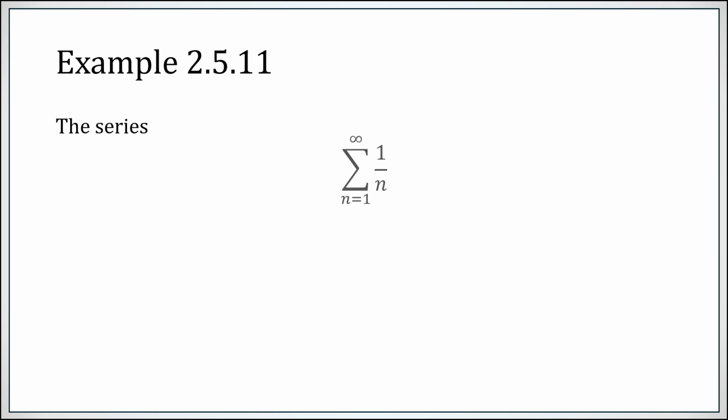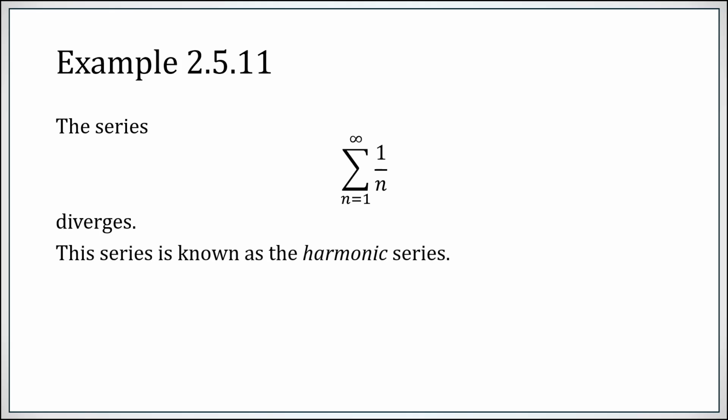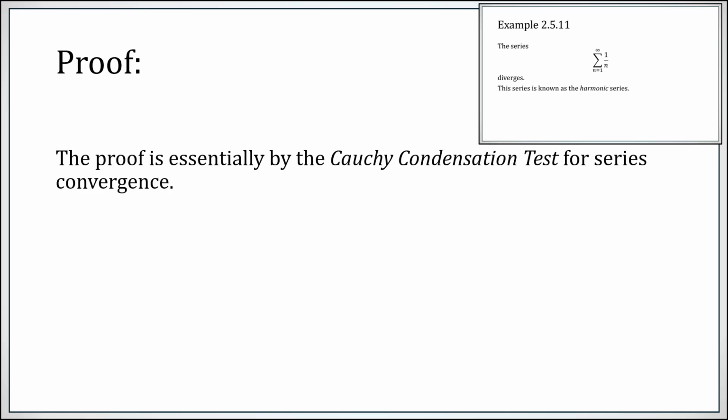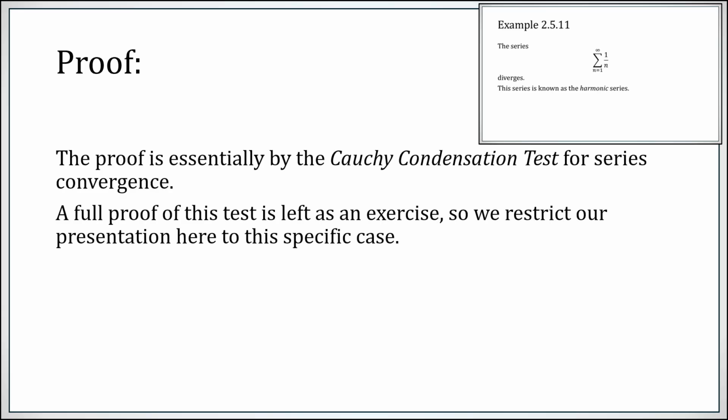Next example, take a look at the series of 1 over n. This series diverges. This is known as the harmonic series. This is a very important example of a divergent series. So let's prove it. The proof is by what is known as the Cauchy condensation test. A full proof of this convergence test is an exercise, so we're going to work through a proof of this specific example without citing that test by name, but it's more or less what we're doing.